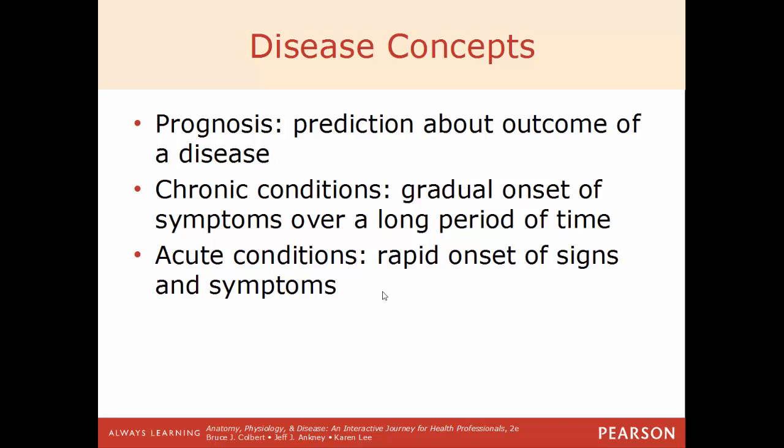Prognosis. This is the prediction of the outcome of disease. Of course, what you want is a good prognosis, something that could be cured or dealt with very quickly. See chronic and acute conditions. Chronic always means something that's a gradual onset over a very long period of time. In some conditions, this takes years or even decades to develop. The opposite of that, acute, this is the very rapid onset of signs and symptoms. Some conditions can develop over just a matter of hours, and how quickly they develop and take effect can determine how you treat that person.